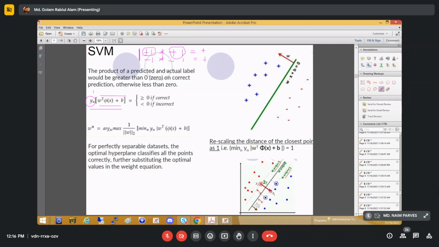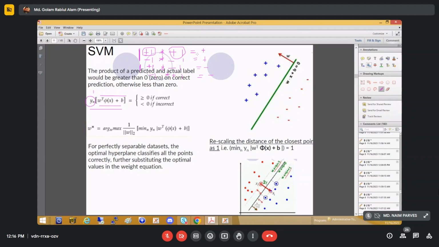But now, if the original is positive, but our hyperplane equation says that it is negative, then if we multiply these two we get a negative result. This is incorrect. Similarly, originally it is negative, and our hyperplane equation says that it is positive. That is also incorrect, and for that we get a negative result.